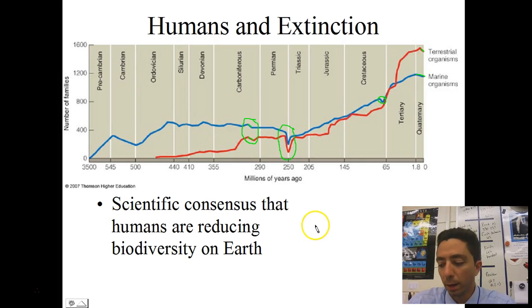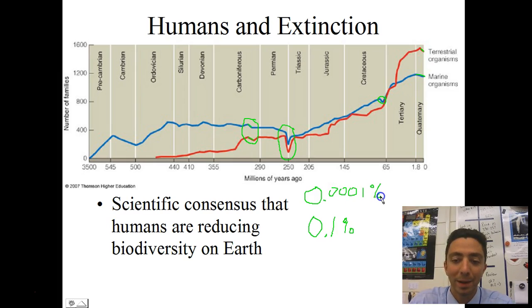The current background extinction rate is 0.1%, which is about 1,000 times faster than the average throughout history. Remember, that average throughout history is 0.0001%. So it's sped up by about 1,000 times right now. And the thought is that humans are causing a large part of this. The number is actually projected to rise to as much as 1.0%, or another 10 times, 10,000 times the normal background rate.